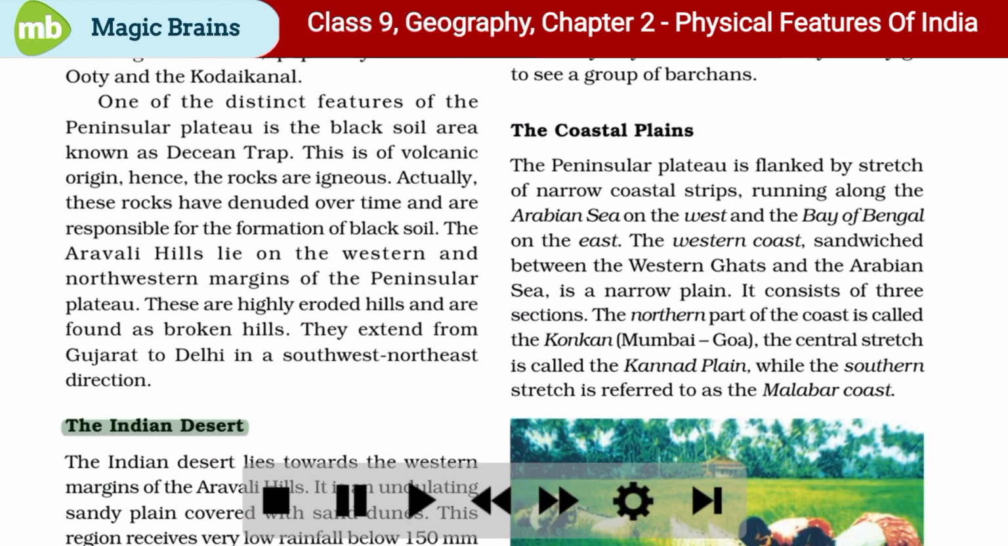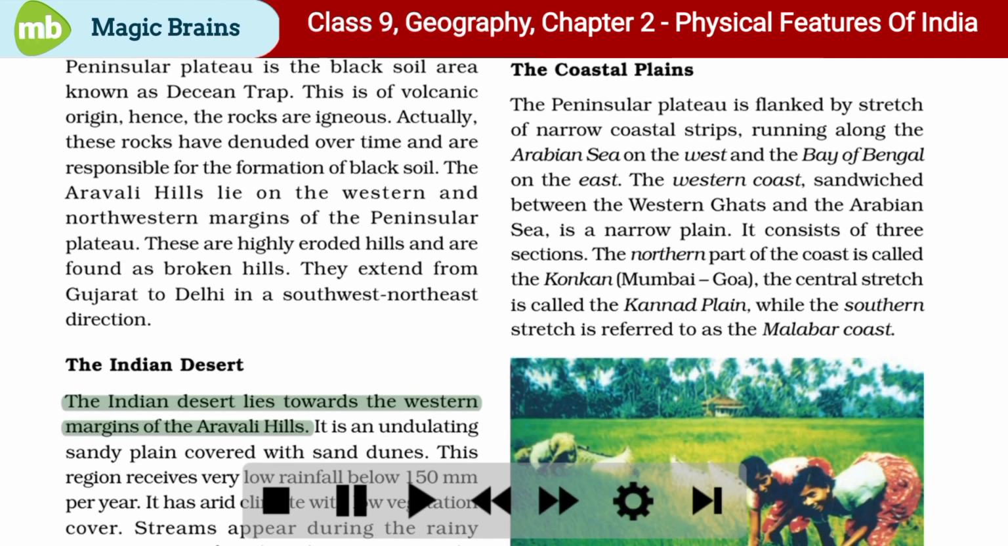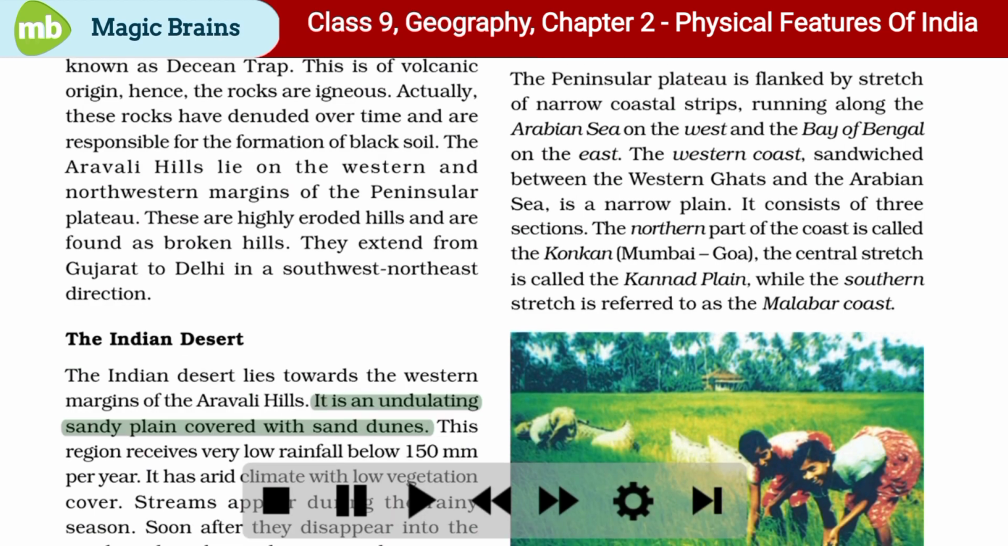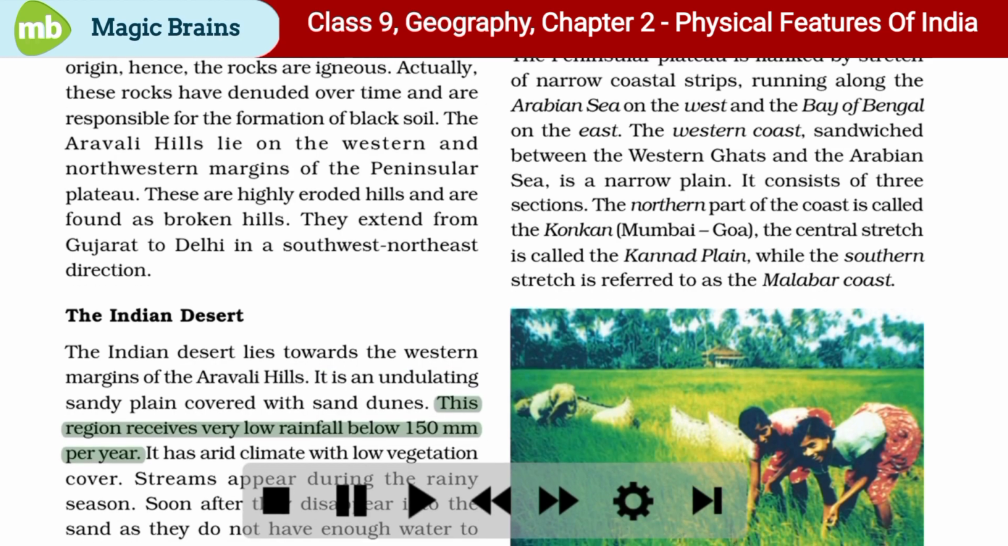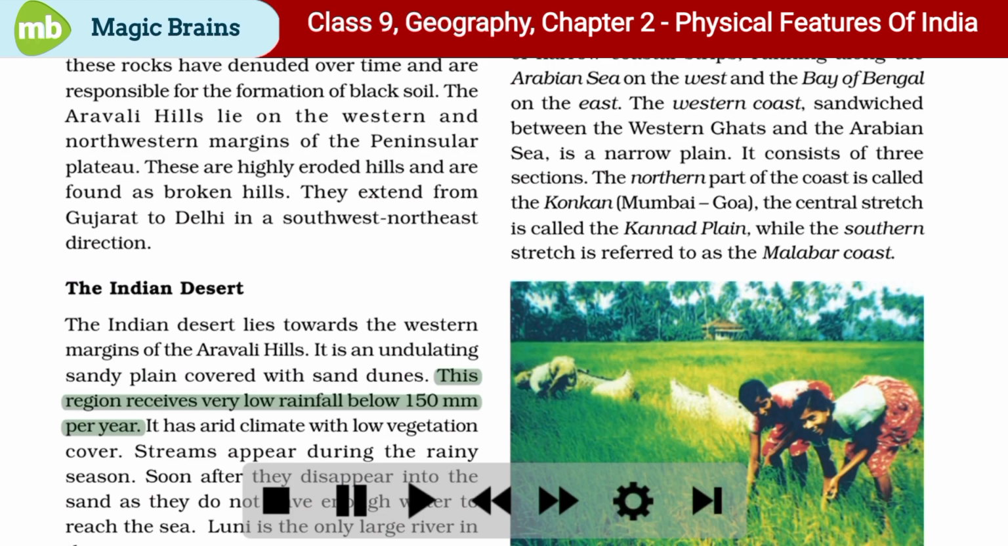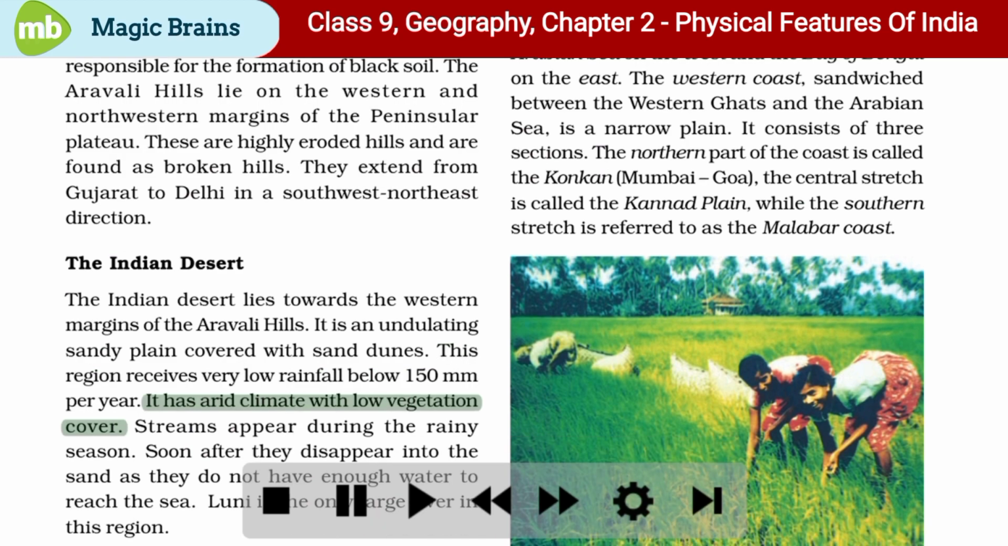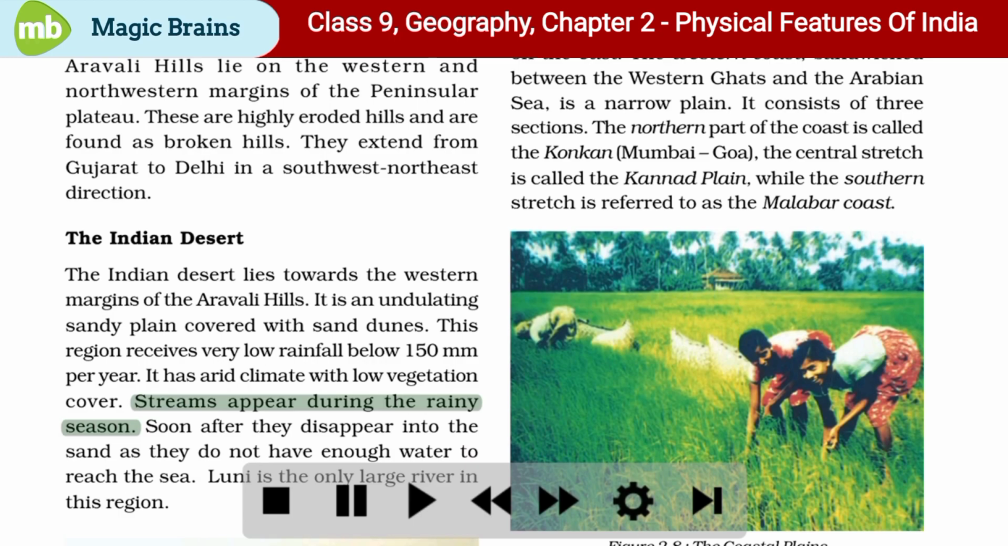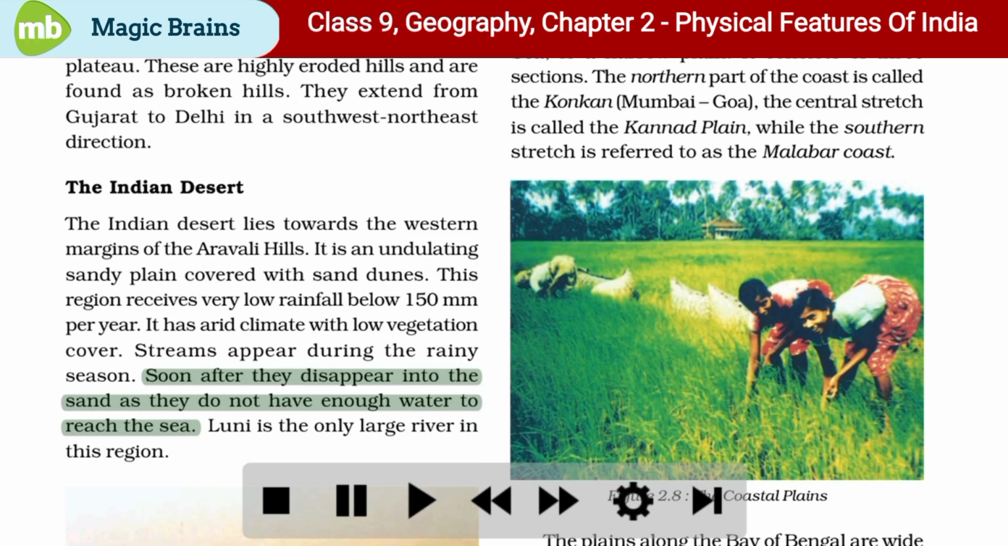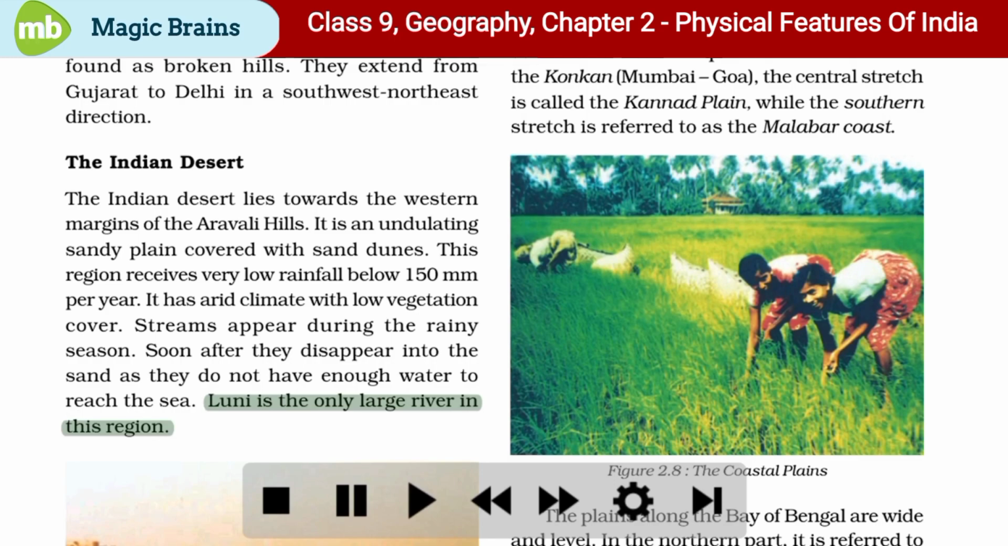The Indian Desert. The Indian Desert lies towards the western margins of the Aravalli Hills. It is an undulating, sandy plain covered with sand dunes. This region receives very low rainfall, below 150 mm per year. It has arid climate with low vegetation cover. Streams appear during the rainy season. Soon after they disappear into the sand as they do not have enough water to reach the sea. Luni is the only large river in this region.